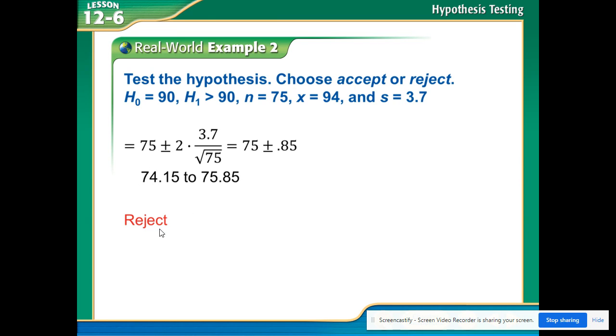So we are going to reject it. That's a kind of a big mistake. That should be 94 there.